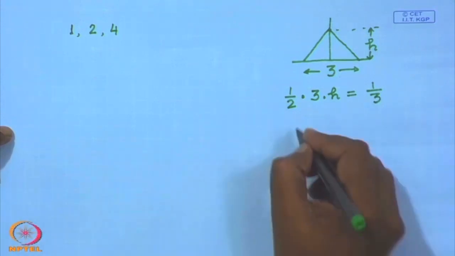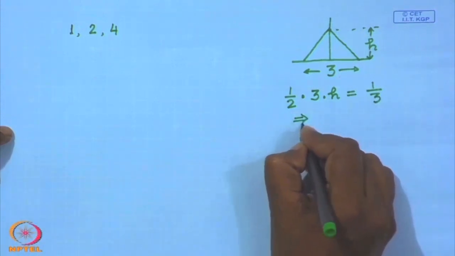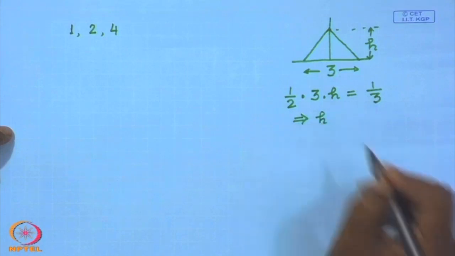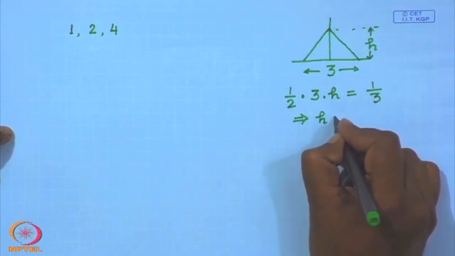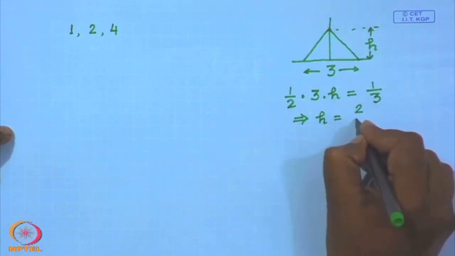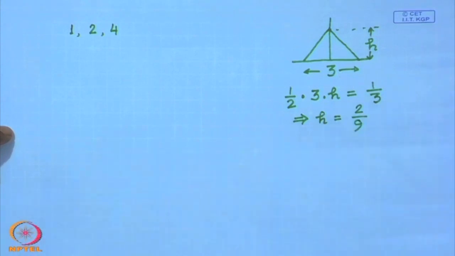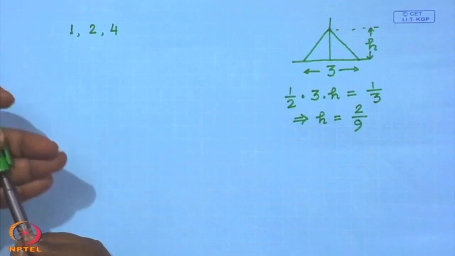And once I have this, from here I can obviously compute the height h, which is nothing but 2 upon 9. So, this is quite fine. Now, let us see how, if I use these triangular windows, the overall estimated probability density function is going to look.